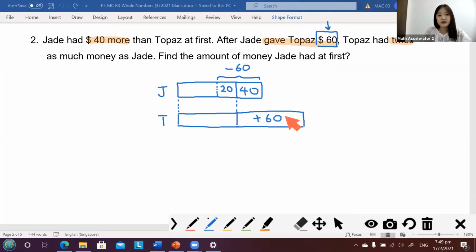Okay, now Topaz had twice as much money as Jade. So now you annotate Topaz twice. So now Topaz is 2 units compared to Jade. So we would label it in our model. The 1 unit for Jade will be this part here. As for Topaz, this is 2 units.